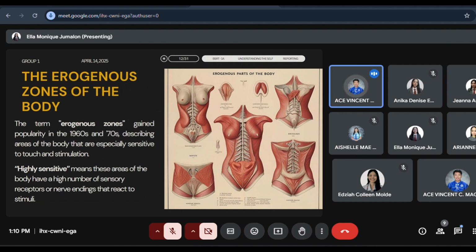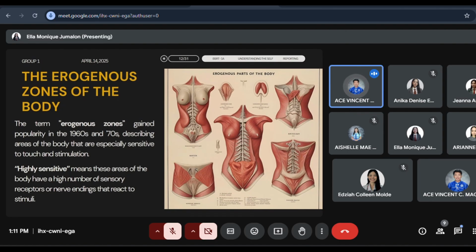So, moving on to the erogenous zones of the body. The term erogenous zones gained popularity in the 1960s and 70s. It described the areas of the body that are specifically sensitive to touch and stimulation. These zones have a high concentration of nerve endings, making them more responsive to both pain and pleasure. The common erogenous zones include the lips, the neck, the ears, the inner thigh, and the genitals.